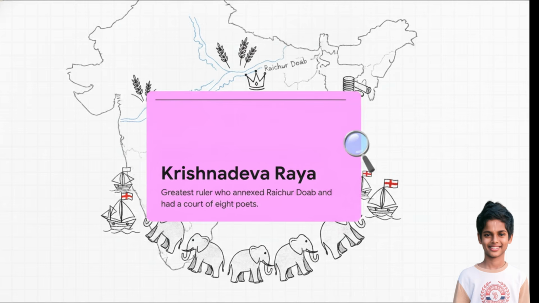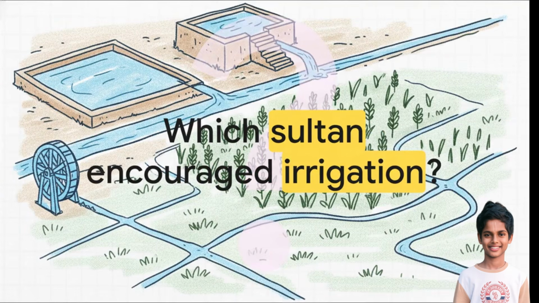He was brilliant at trade, too, setting up links with the Portuguese, the English, and the Dutch. On top of all that, he was a massive patron of the arts. He had a famous court of 8 brilliant poets known as the Ashtadigajas, which translates to the 8 elephants. Now, speaking of fertile land and farming, Krishnadeva Raya was huge on agriculture. He built tanks, dams, canals, the whole works.